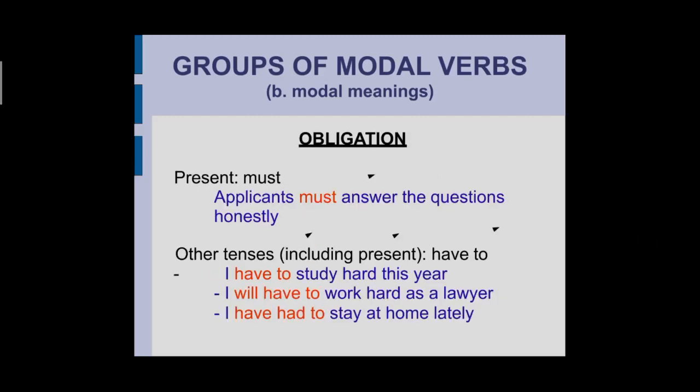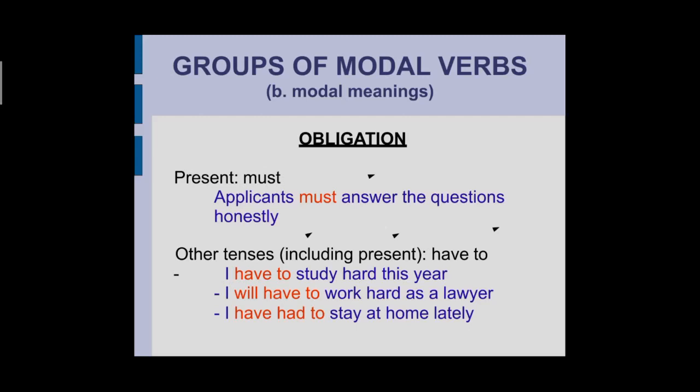Now obligation. What is obligation? Obligation means that you are obliged to do something for someone else. आपको वो काम किसी और के लिए करना है. Applicants must answer the questions honestly. Modal verb का first one में meaning हुआ कि applicants को ये करना ही है. Must. What does it sound like? Is it like a question or is it like an interrogation or is it a statement? Okay, so it's a statement that's given. Applicants must answer the questions honestly.